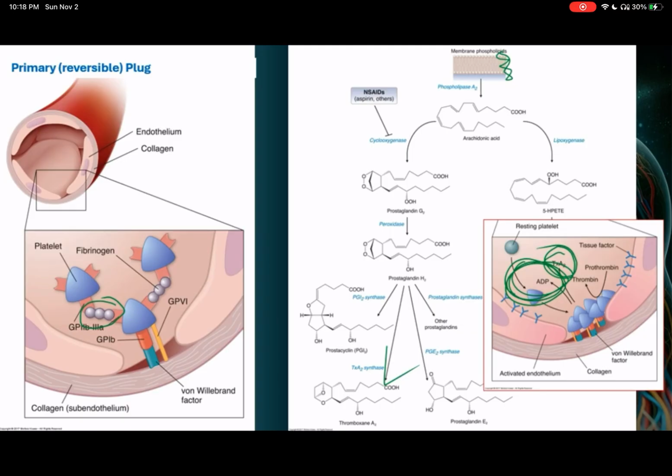Fibrinogen bridges platelets aggregating with each other. It has multiple binding sites for the functional GP2B 3A integrins, just as the von Willebrand factor GP1B interaction is important for platelet adhesion to exposed subendothelial collagen. The fibrinogen GP2B 3A interaction is critical for platelet aggregation. Platelet aggregation ultimately leads to the formation of a reversible clot, or what we call primary hemostatic plaque.